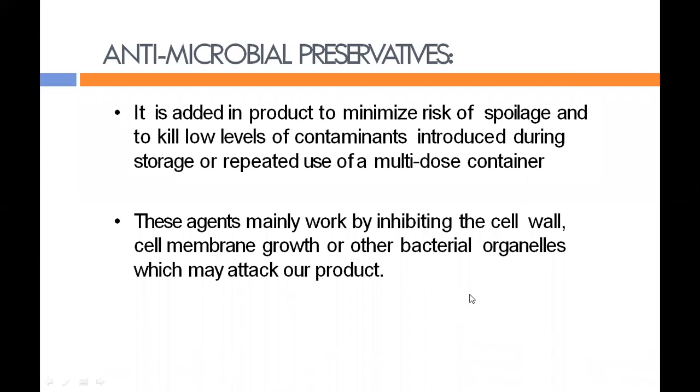So you already know the chemical agents which are used to control microorganisms. You have already learned these antimicrobial agents in the chemical part. All these agents at low concentration can be used as preservatives. Basically they are added to a product to minimize the risk of spoilage and to kill low levels of contaminants introduced during storage or repeated use of a multi-dose container. Now, these agents mainly work by inhibiting the cell wall, cell membrane growth, or other bacterial organelles which may attack the product.